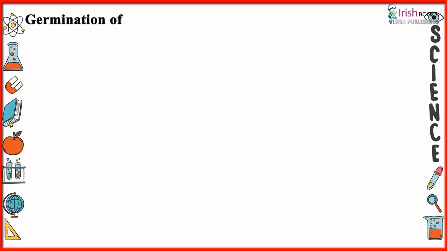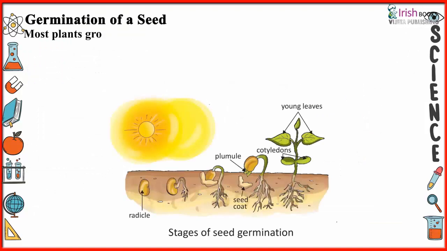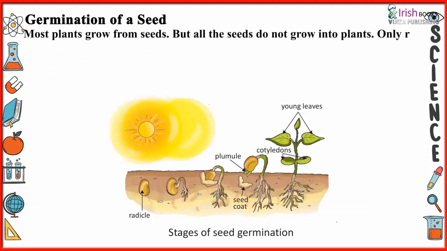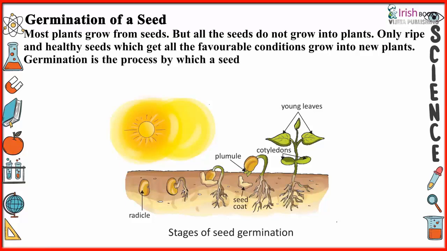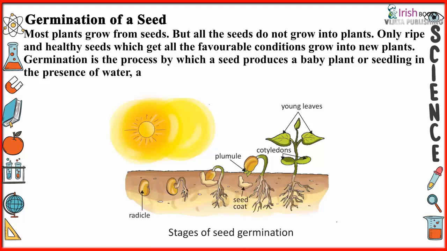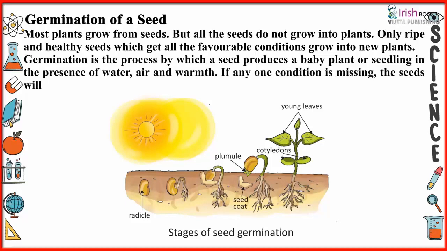Germination of a seed. Most plants grow from seeds, but all the seeds do not grow into plants. Only ripe and healthy seeds, which get all the favorable conditions, grow into new plants. Germination is the process by which a seed produces a baby plant or seedling in the presence of water, air and warmth. If any one condition is missing, the seeds will not germinate.